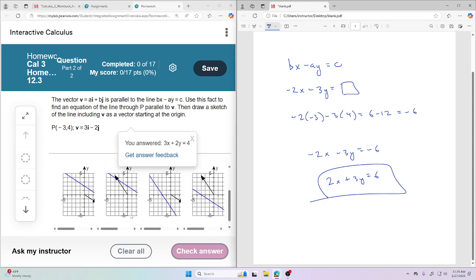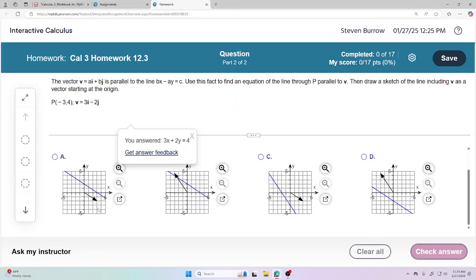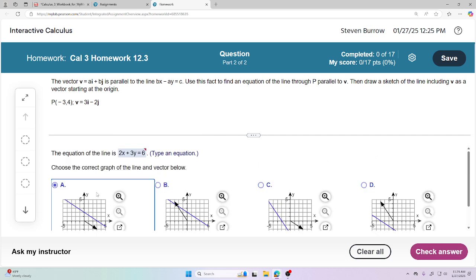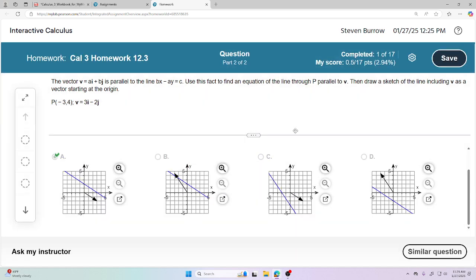Picture. So my vector was going down. It's one of these guys. For sure, one A or C. Oh, it has to be A. You're right. It said parallel. This is the only one that is parallel. Huh. Man, read directions indeed. Look at that. That was funny.